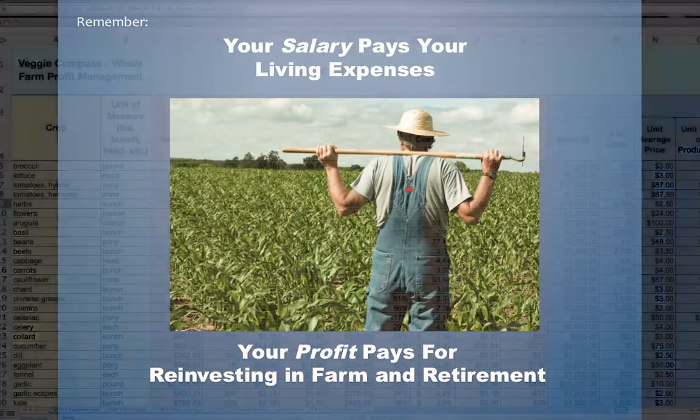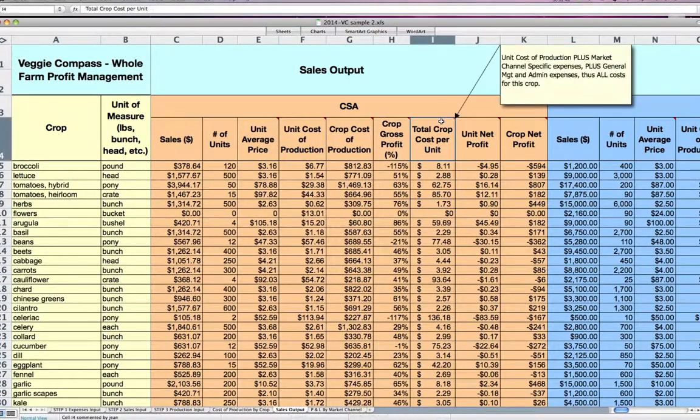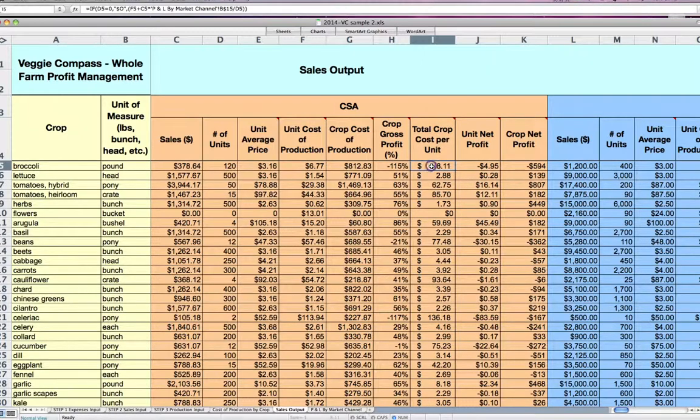Okay, back to Veggie Compass. It is this total crop cost by market channel that gives you the power to negotiate with wholesale buyers and the resolve to set your farmers market and CSA prices so that you come out ahead and actually make a profit. The 8th column in the series is unit net profit.